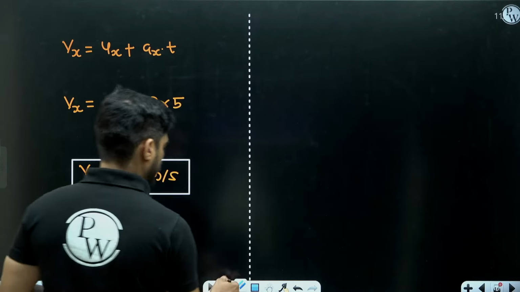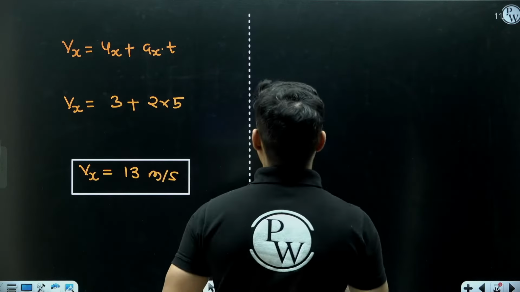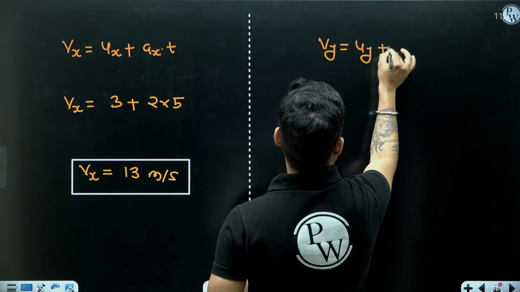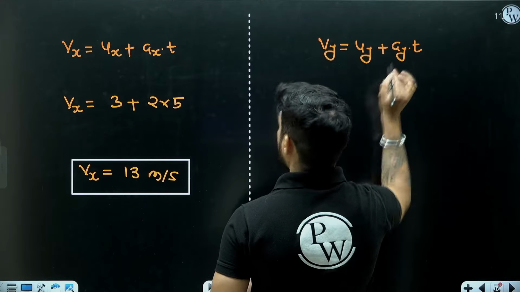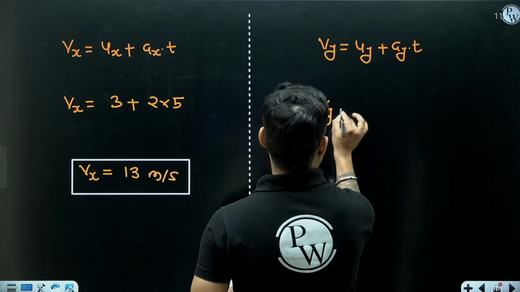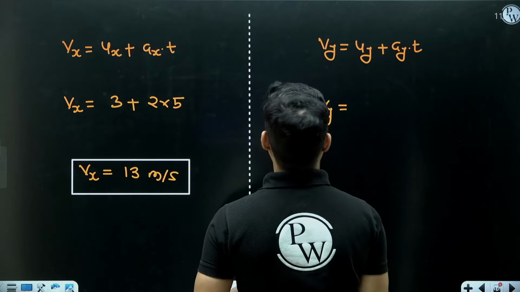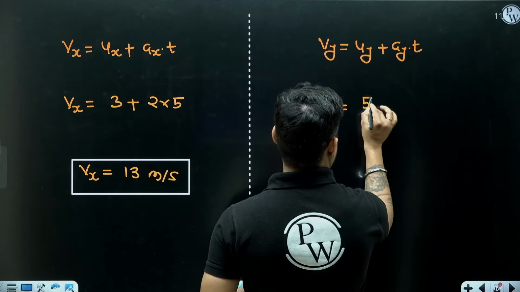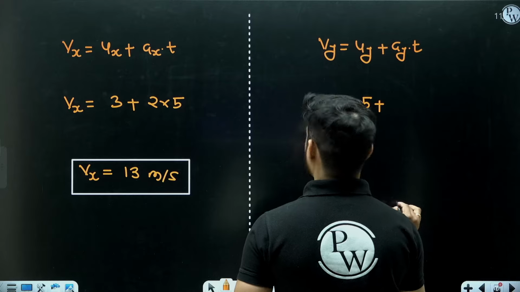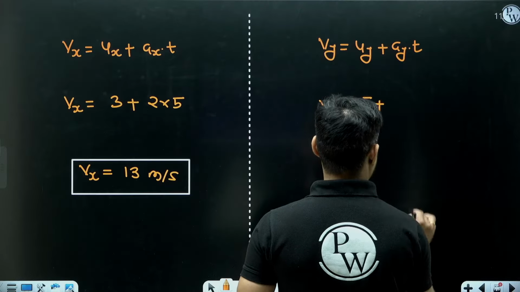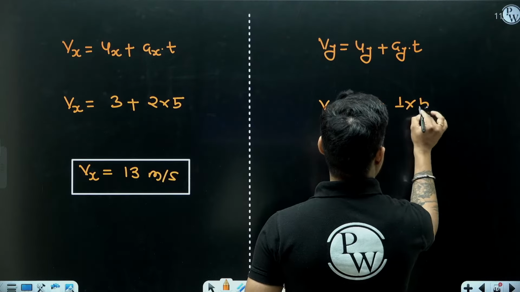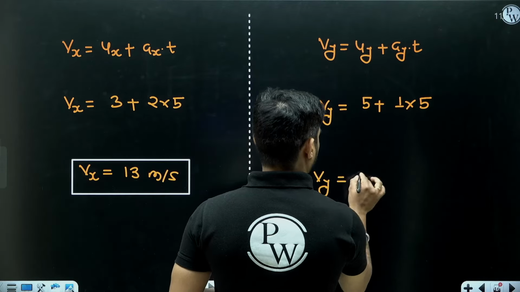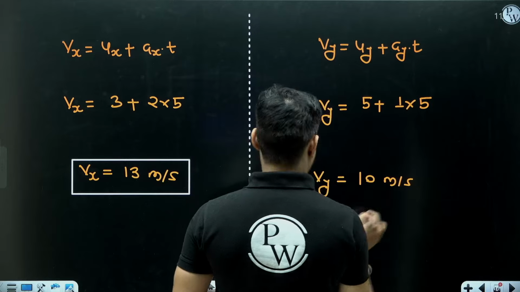Okay, so this is the velocity in x. Similarly, Vy equals uy plus ay into t. So Vy will be equal to uy, which is 5 meter per second, plus ay into t, which is 1 meter per second square into 5. So this will be 10 meter per second.